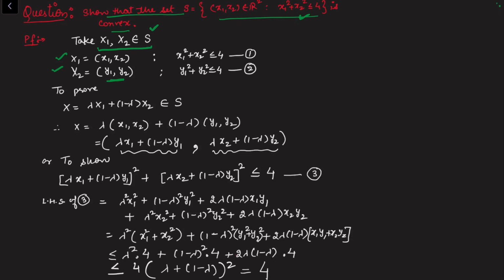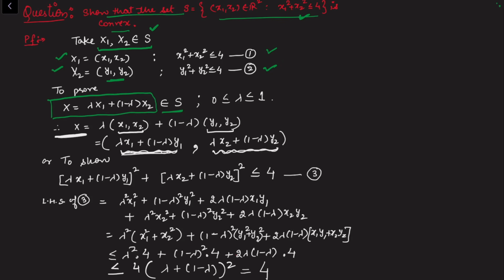So x1 square plus x2 square is less than or equal to 4, so (1) holds, and y1 square plus y2 square is less than or equal to 4, so equation number 2 holds. To show that the set is convex, I need to show that the line joining these two points must be in the set, and obviously there is a condition that lambda must lie between 0 and 1. So now this point capital X, substitute the values for capital X1 and capital X2. This becomes lambda times x1 plus 1 minus lambda times y1 as the first coordinate of the point capital X, and this becomes the second coordinate of the point X.